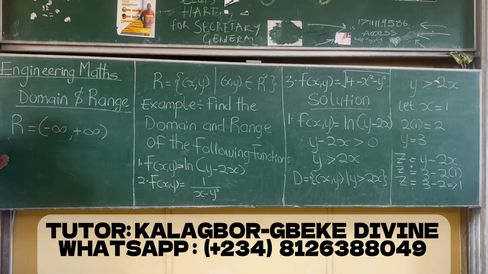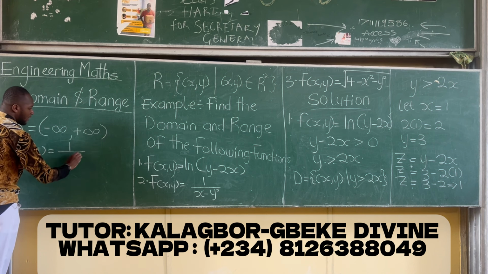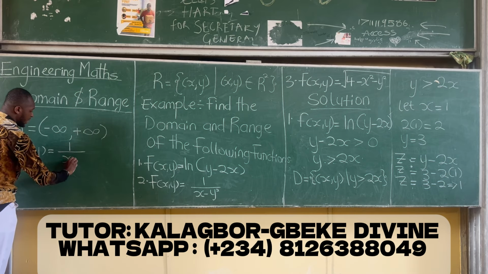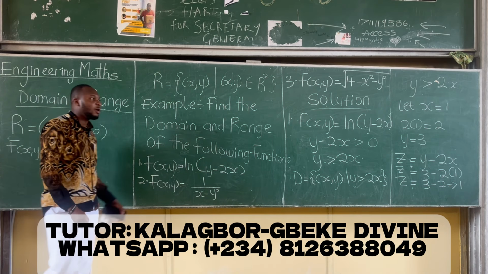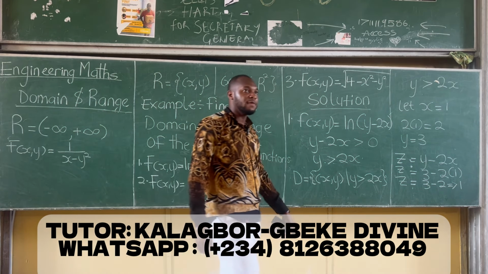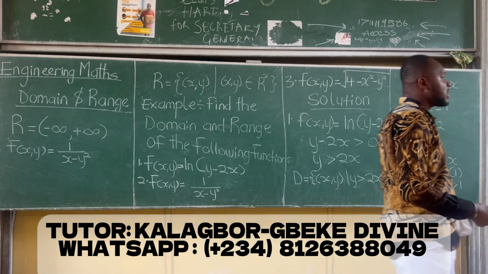So for example 2, we have f of x comma y equals 1 over x minus y squared. Please, did you follow this first one I just solved? Did you understand? You understood it, right? Okay, let's proceed.